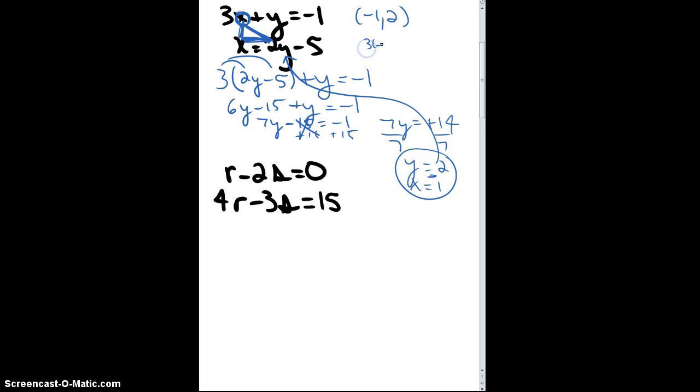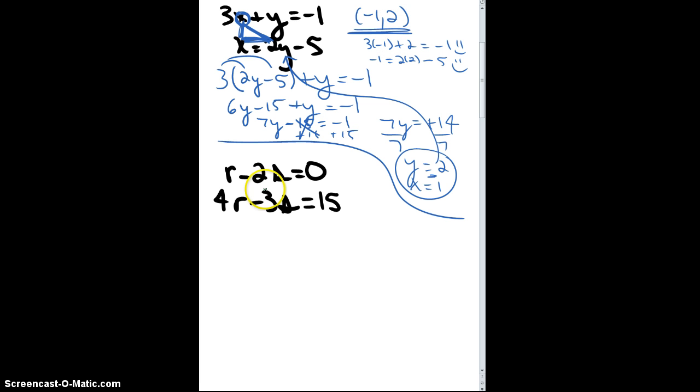So 3 times a -1 plus 2, does that really equal -1? Yep. And then does a -1 equal 2 times 2 minus 5? And yep. So when I check it, I can tell that this is the real answer. All right, let's look at another example down here.